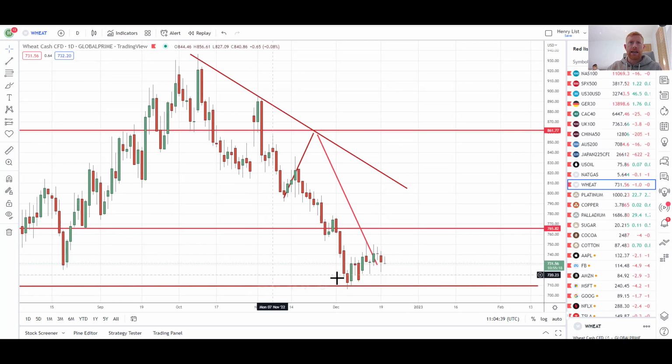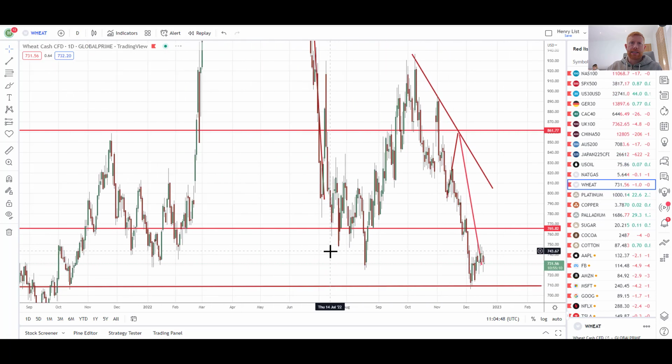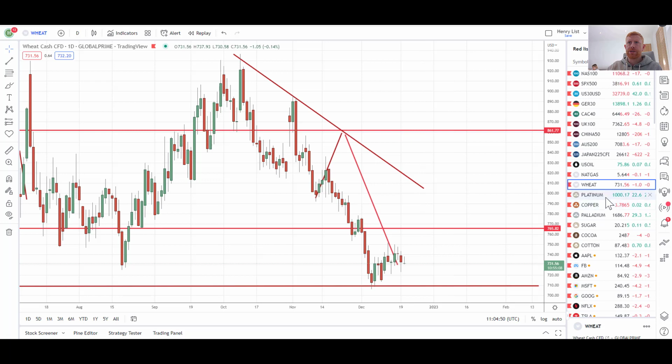Wheat, again, stay away from it. It's not, I need it to come back into these areas. It did touch there, it did reject, but it's too hard to predict this at the minute.